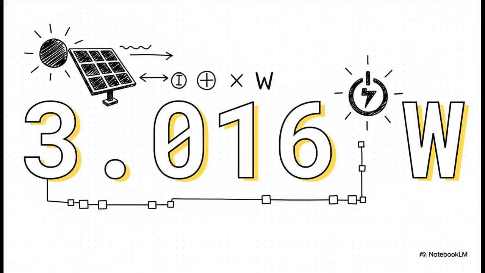Step 1. We need to calculate the peak operating maximum power output. To find this, we simply multiply our operating voltage, VMPP, by our operating current, IMPP. That is 0.52 volts multiplied by 5.80 amps. Punch that in, and you get our peak power delivered by the cell of exactly 3.016 watts.